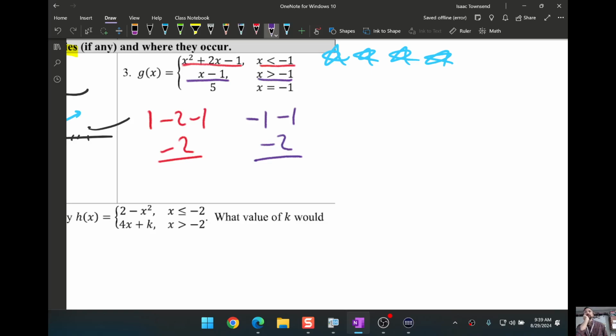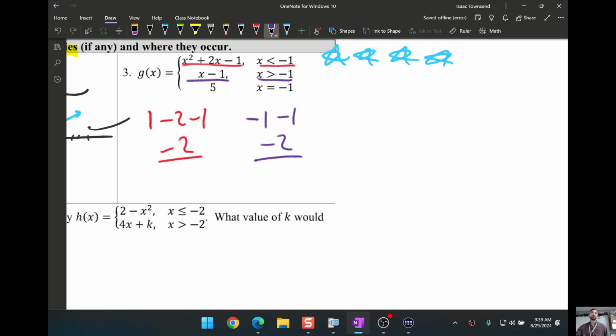Now wait, doesn't that mean it's continuous? It's approaching -2 on the left and -2 on the right. Yes. No. Is there a point at -1? Yes. Yeah, when x is -1, y is 5, so there's a point. But what about that third part of the definition?